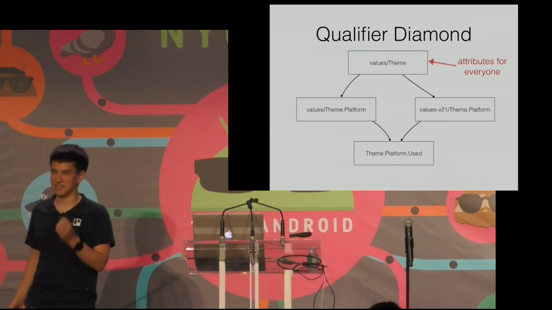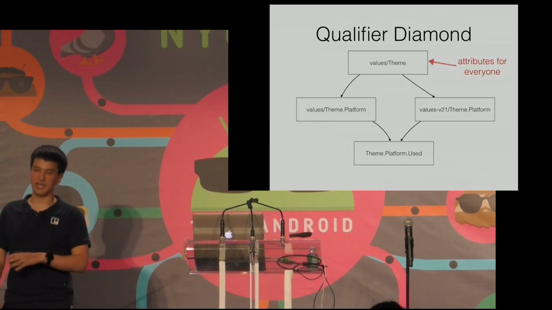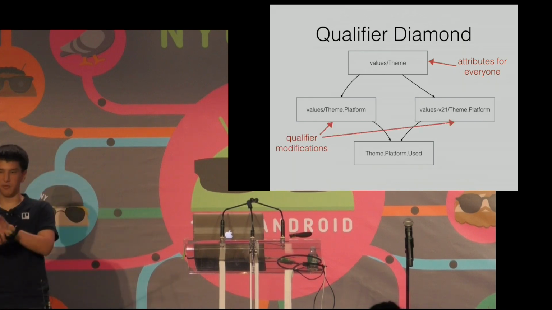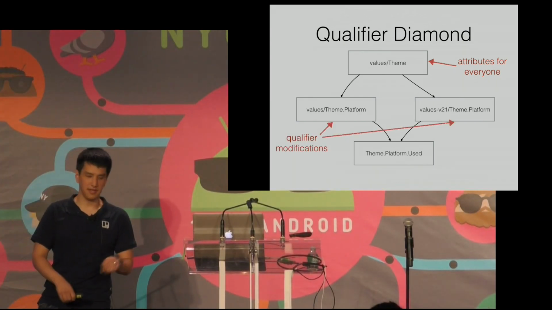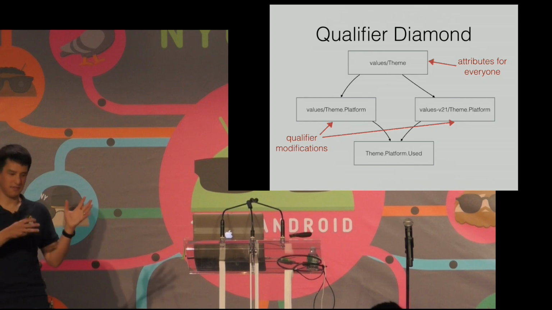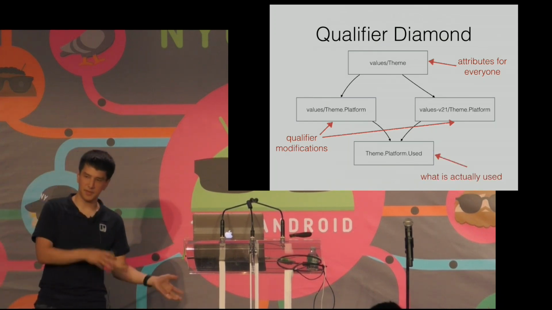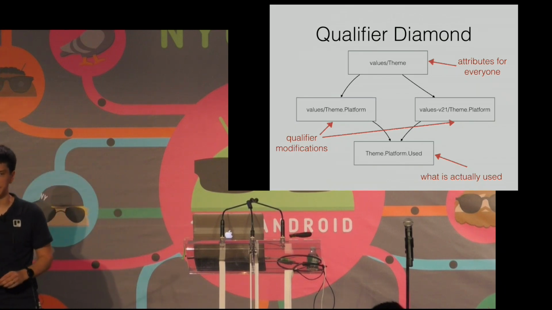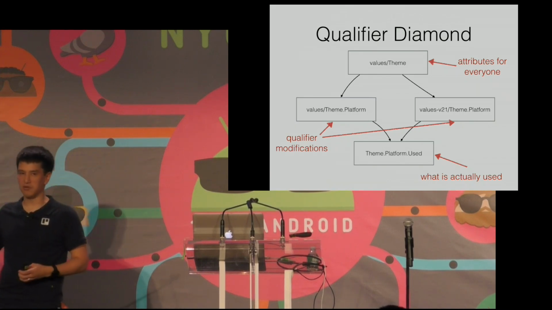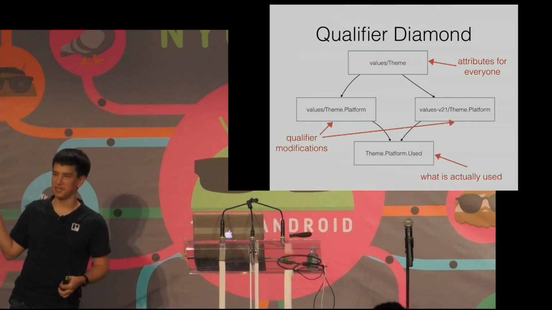So now you can have a base theme, which defines attributes that everyone's going to get. Then have a layer where it splits. So then each of these have the parent of theme, but then they have their own qualifier-specific changes. And then at the bottom of that, you can decide on what to use. And you can do this for as many qualifications as you want, and it gets very complicated very quickly.